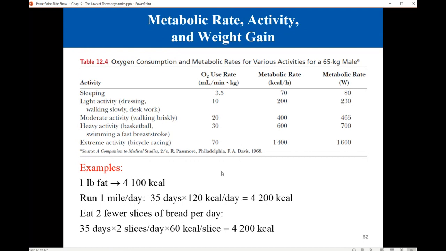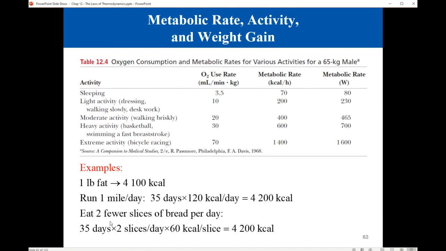This is a very interesting subject. Usually food scientists have many details here to discuss. Some examples: 1 pound of fat is equivalent to 4,100 kilocalorie. If you run 1 mile per day for 35 days, this will burn 4,200 kilocalorie.